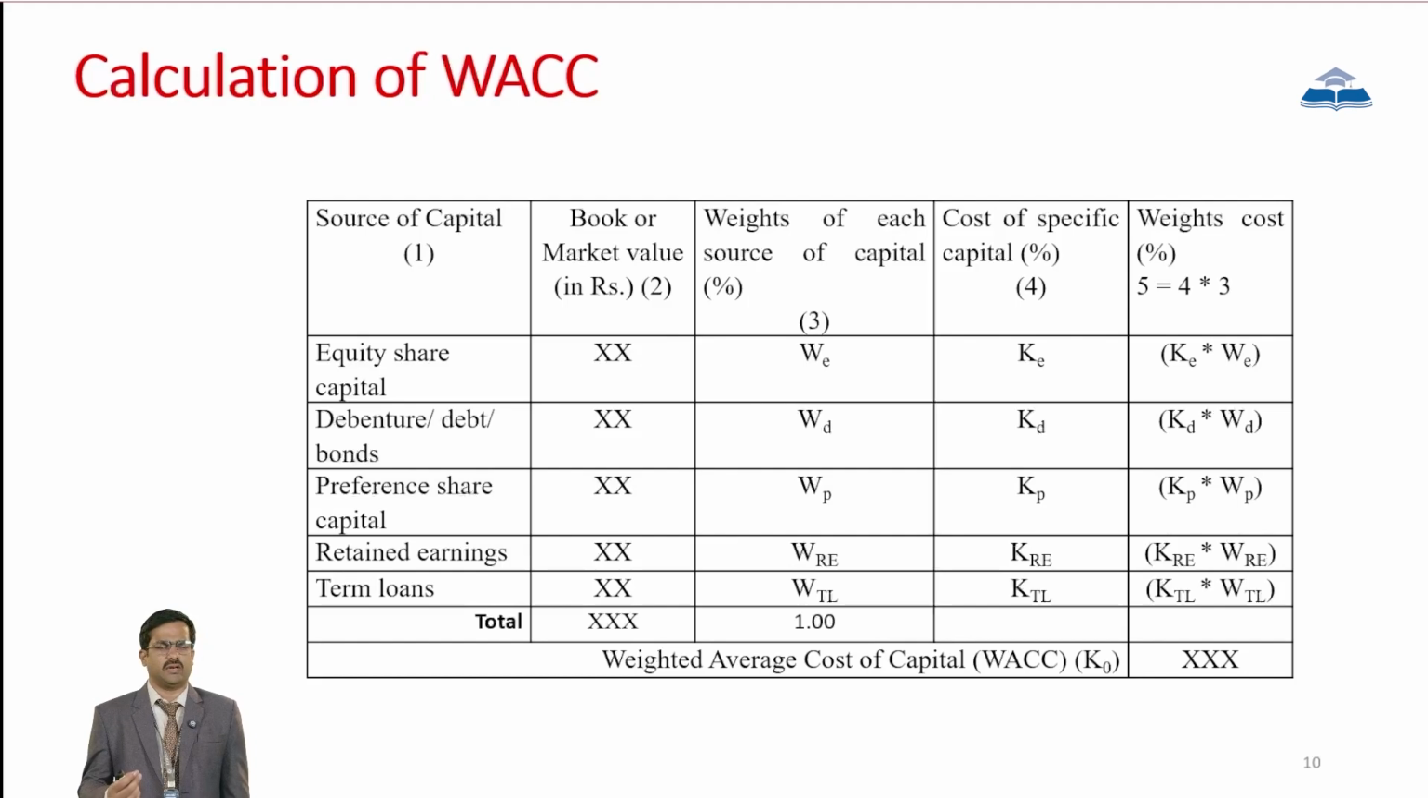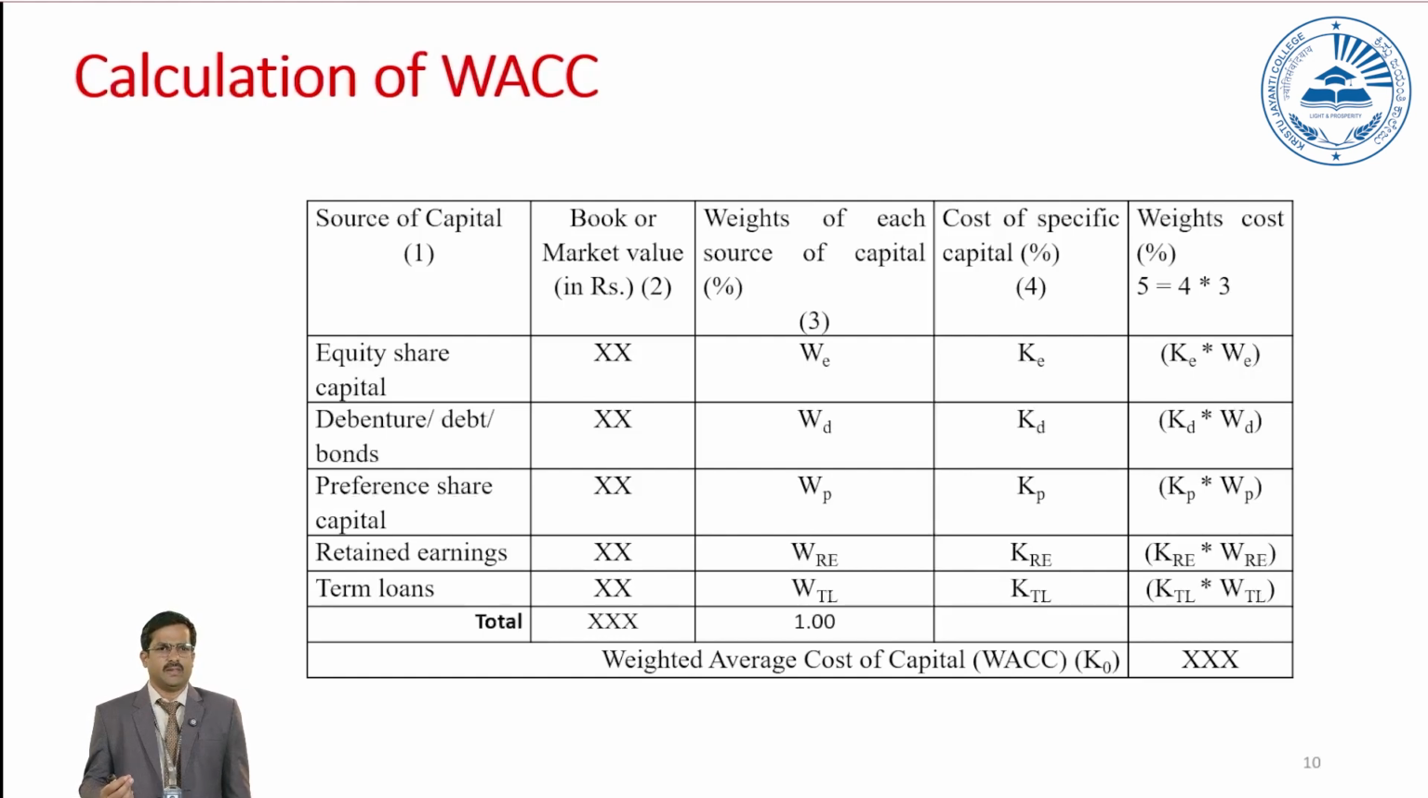We need to write each and every amount in the second column, either in book value or in market value, and add all the sources of finance, and you will get the total entire capital that is available for the company. The next one is the weight of each source of capital.